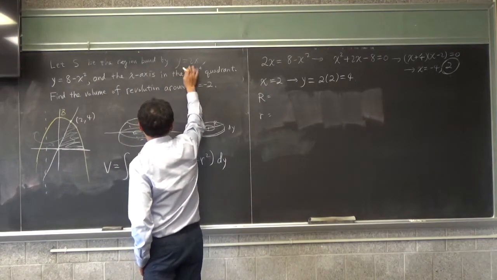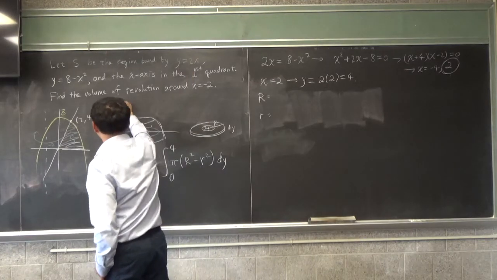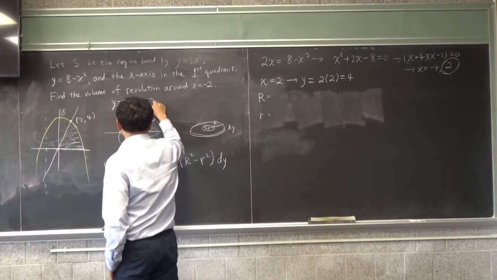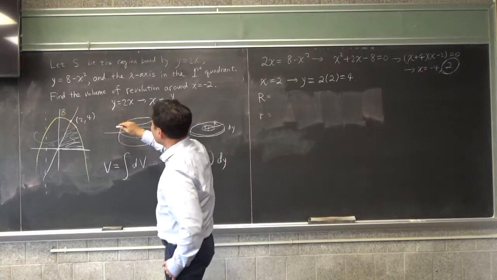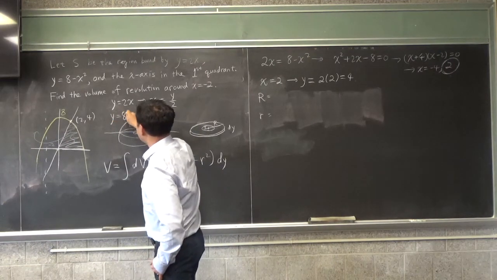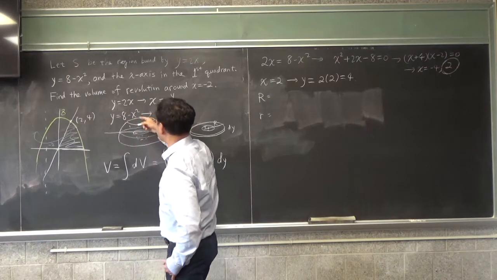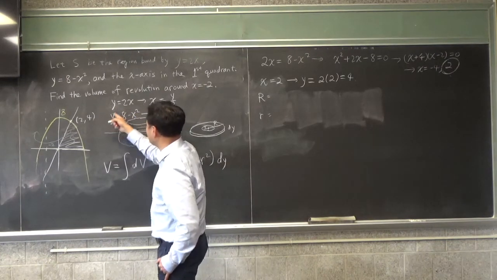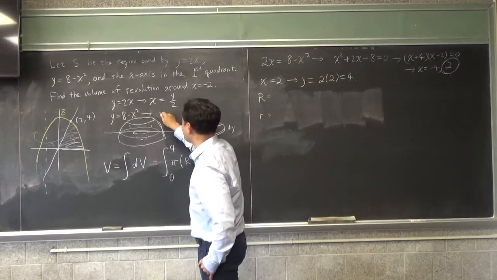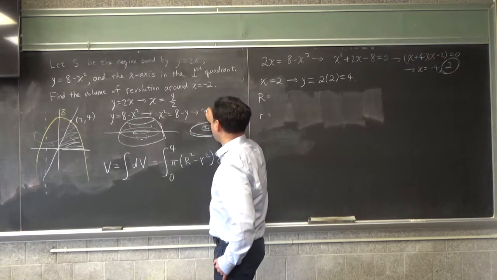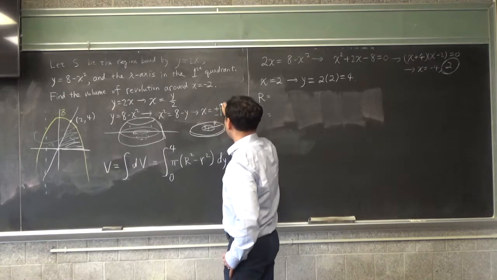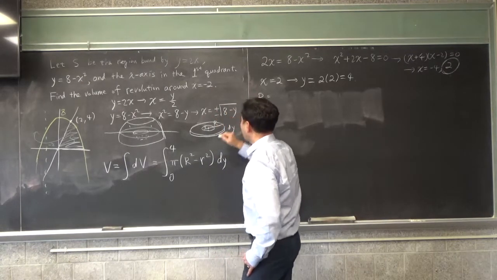Okay, so you have y equals 2x, which if you solve for x, you get x equals y over 2, right? Also, y equals 8 minus x squared. If you solve for x by moving the x squared over here and y to the other side, you get x squared equals 8 minus y, so that x becomes plus or minus the square root of 8 minus y.